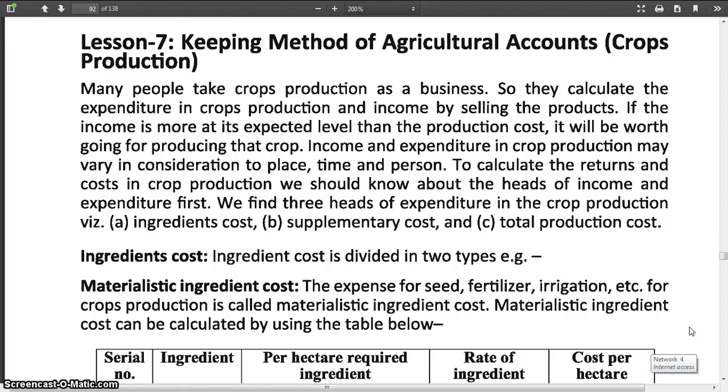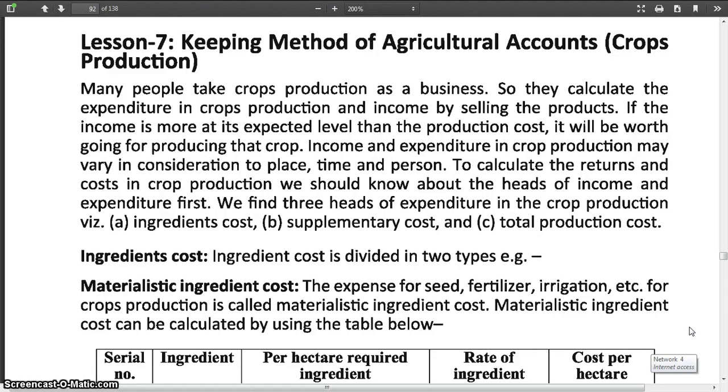Many people take crop production as a business. So, they calculate the expenditure in crop production and the income by selling the products. If income is more than the production cost at its expected level, it will be worth going for production of that crop. Income and expenditure in crop production may vary in consideration of place, time and person.